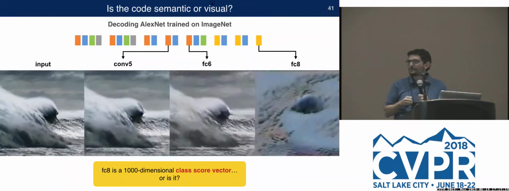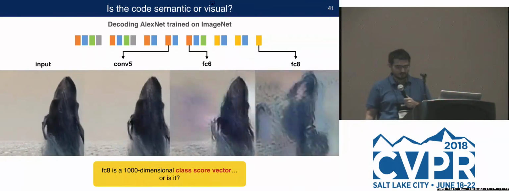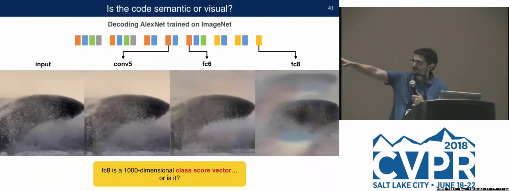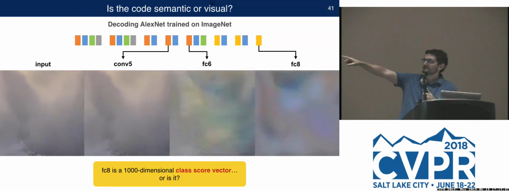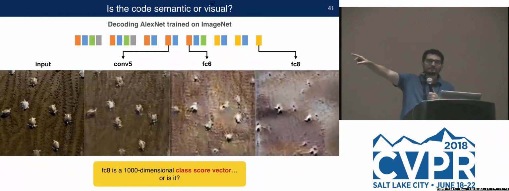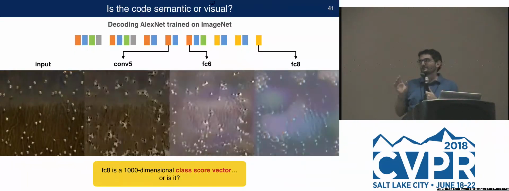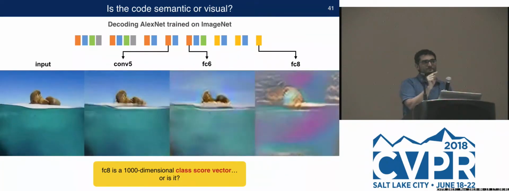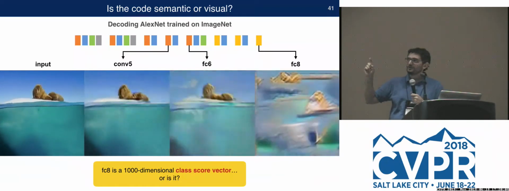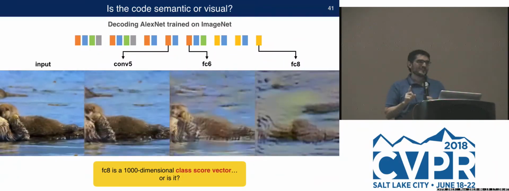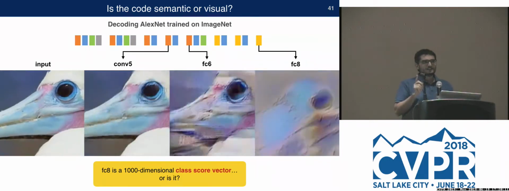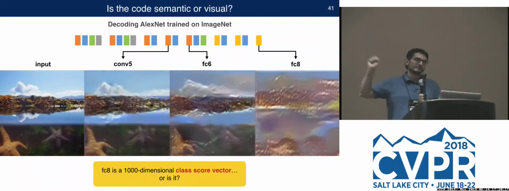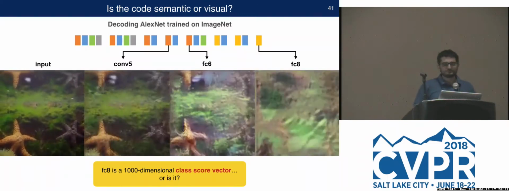Now, one thing which, the first time I saw it, I couldn't quite believe, because it doesn't make much sense intuitively, is that if you invert fully connected layer number 8, you still get a trace of what the input image actually is. You can definitely see that because the image is changing in a way that is pretty close to what you see on the left. Now, this is very hard to understand because in theory, the output of fully connected layer number 8 is a 1,000-dimensional class probability vector. This should not know anymore what the image looks like, but it does. So is the code semantic or is the code visual? I think it's a mix of both. And even if you go very, very deep down into your architecture, you still get a lot of visual information in those 1,000 numbers, although they should only be class probabilities. So that's quite interesting.